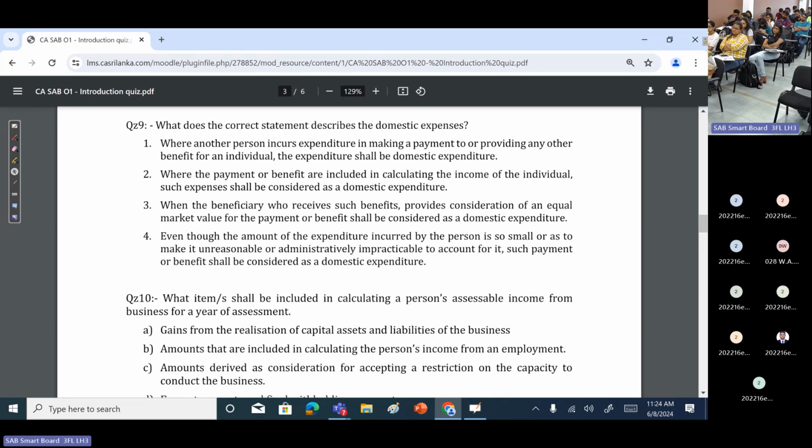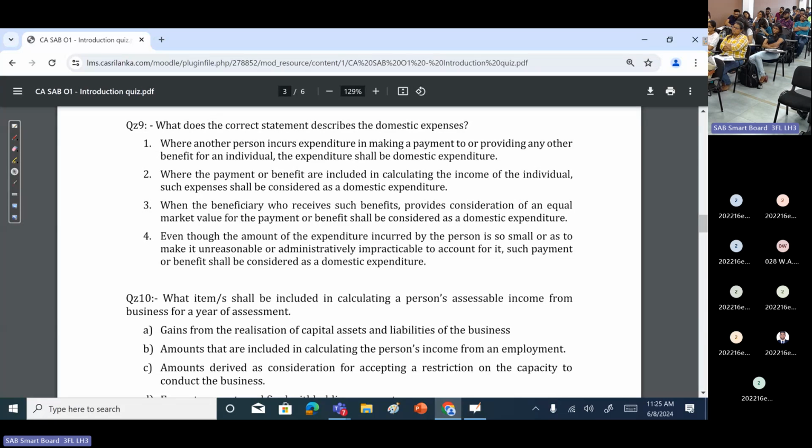Say the employer is providing meals to an employee. If that respective benefit is recognized when we work out the employment income, that expenditure shall not be part of domestic expenditure. Going back to the same situation, where the employer is providing a traveling facility, if that facility is recognized for the purpose of employment income, then that is not a domestic expenditure. So therefore, this is incorrect.